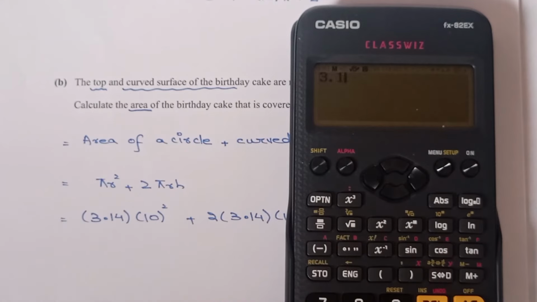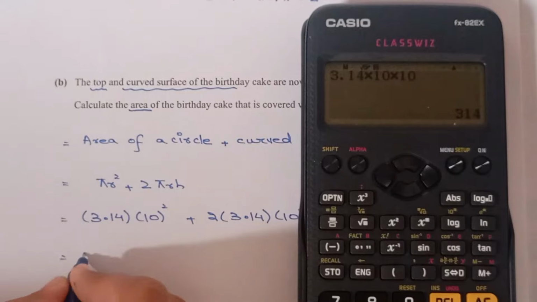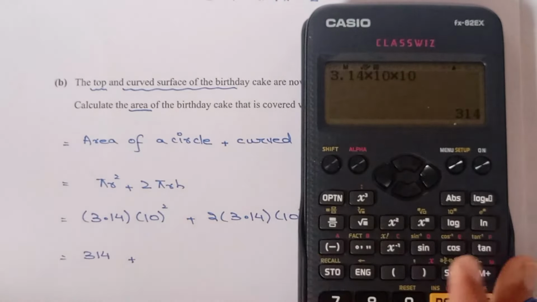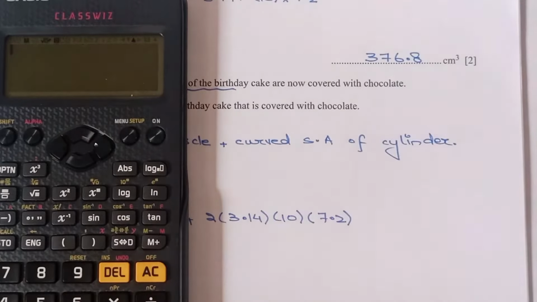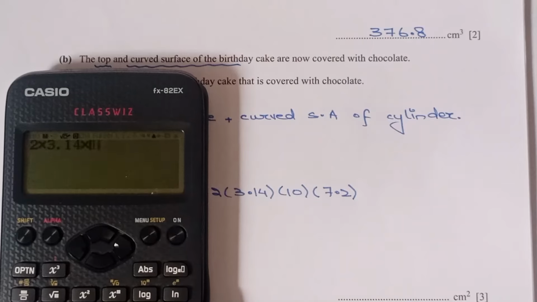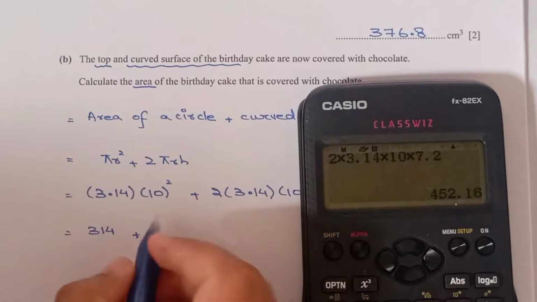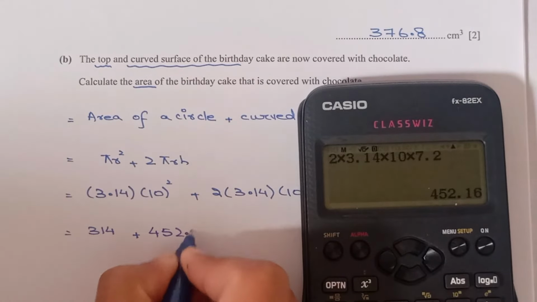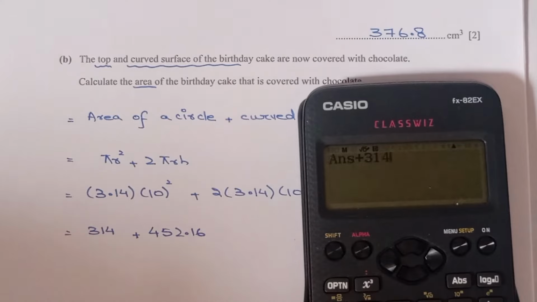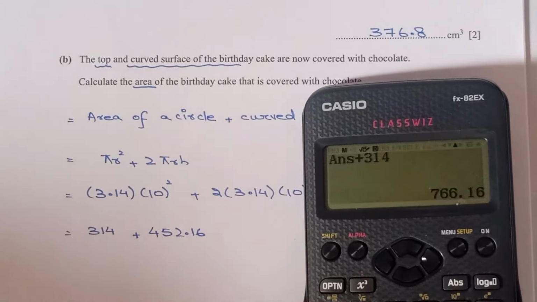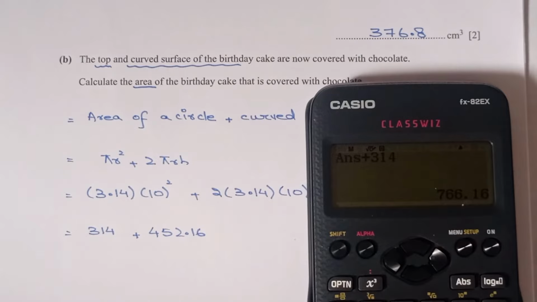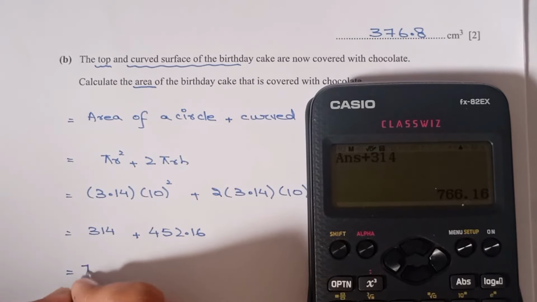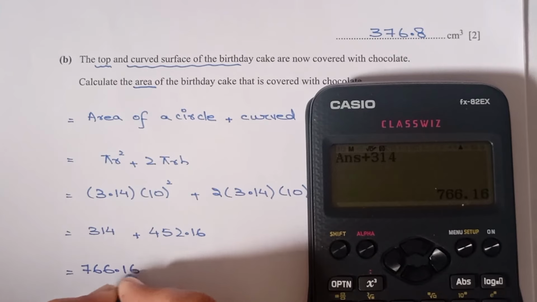So 3.14 times 10 times 10 would be 314, and then plus we have 2 times 3.14 times 10 times 7.2. This would be equal to 452.16, and then add 314, which gives 766.16. So this is the area of the birthday cake that is covered with the chocolate.